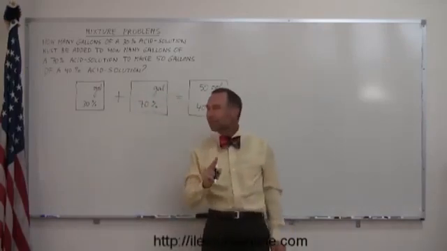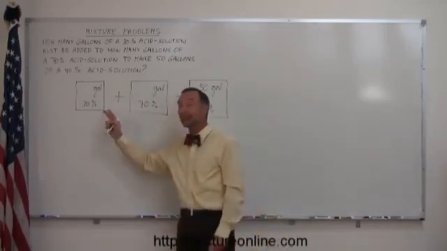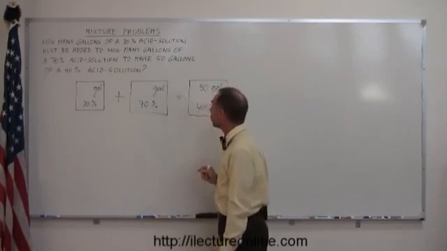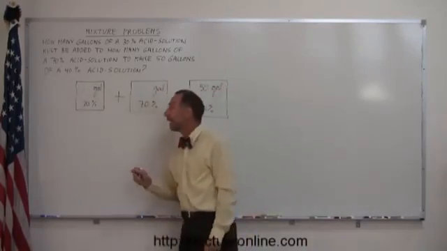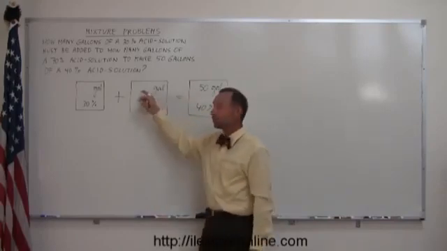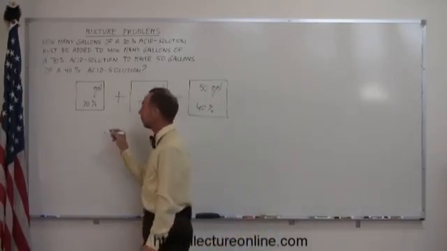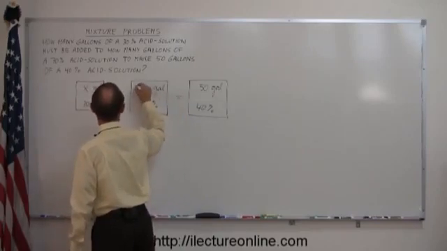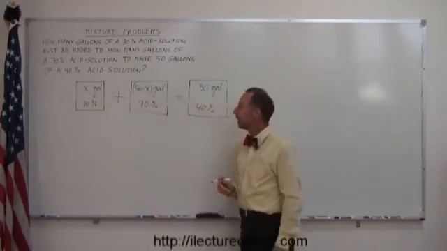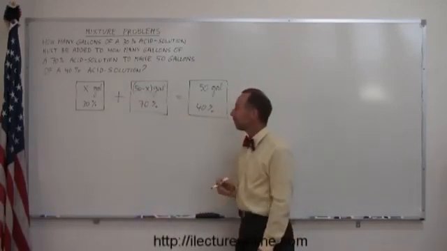Now, if there's two different kinds of solutions you're adding, and you don't know how much of each you use, you typically let x be the amount you have of the one solution, and the total minus x be the amount you have of the other solution. So here, you write in x gallons of that solution, and the total, 50 minus x, be the amount of the other solution. And now you're ready to start solving the problem.